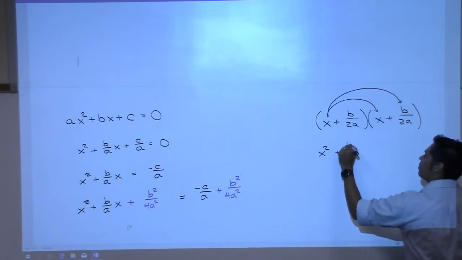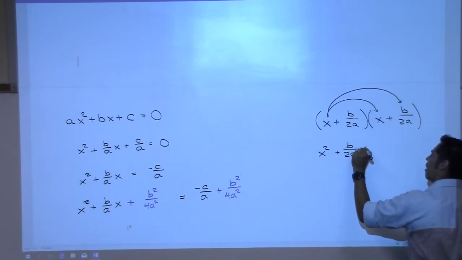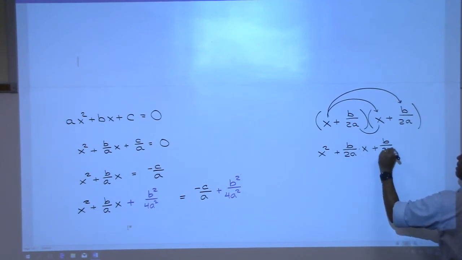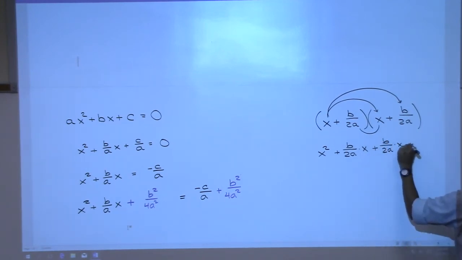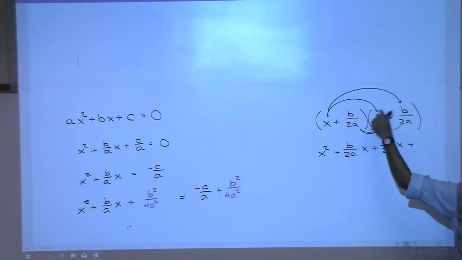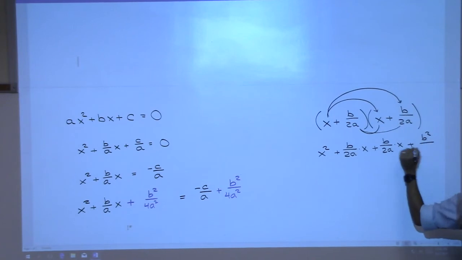It would be b over 2a times x, right? What would the middle term be? Same thing, b over 2a times x. And then what would my last term be? If I multiply this times this, b times b is b squared, and 2a times 2a is 4a squared, right?